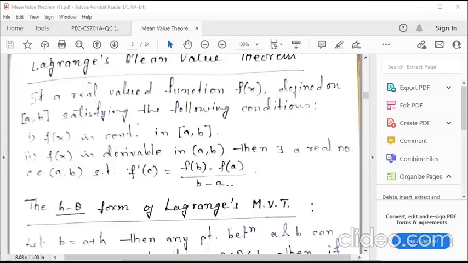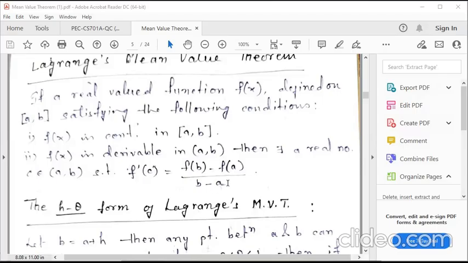All right. So it is similar to the previous one, only one condition is omitted, that is the third one in Rolle's theorem. Here there are only two conditions: f(x) must be continuous and it is derivable, then there exists a point c at which f dash c can be written as (f(b) minus f(a)) by (b minus a).